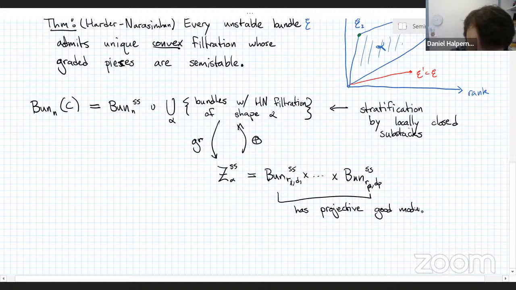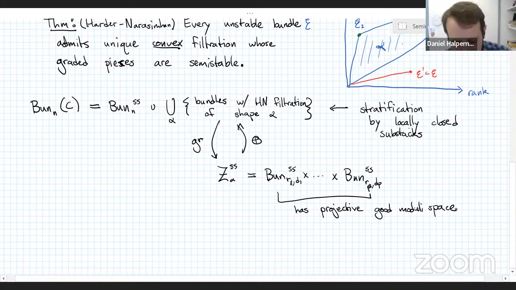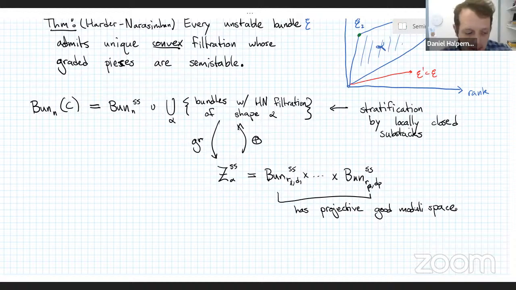Good moduli space is a technical term, by the way, but it's a generalization to the language of stacks of basically the geometric invariant theory quotient. So in GIT, the quotient stack of the semistable locus by the group has a good moduli space, which is the classical GIT quotient.